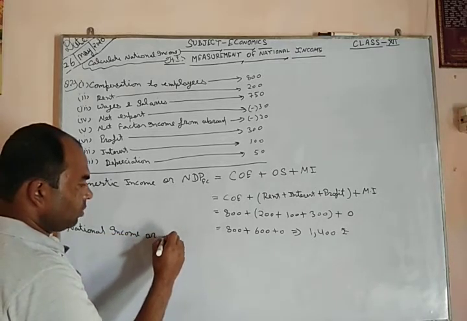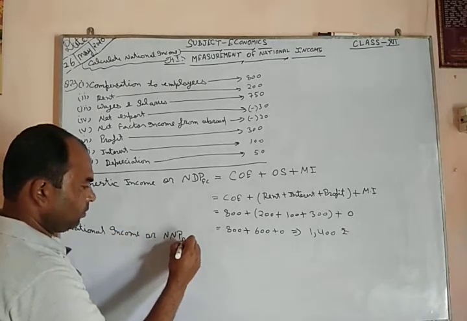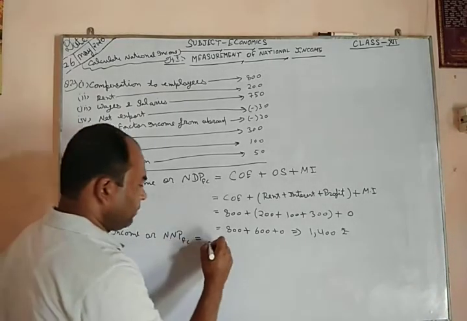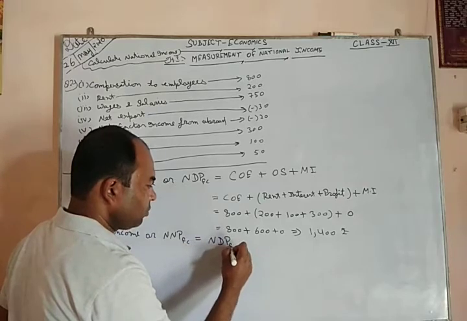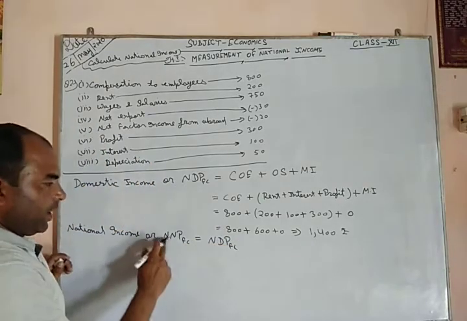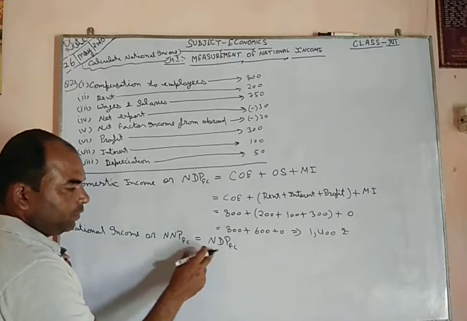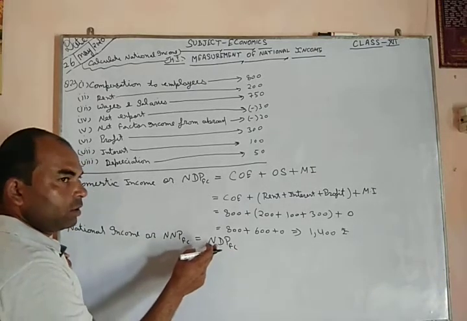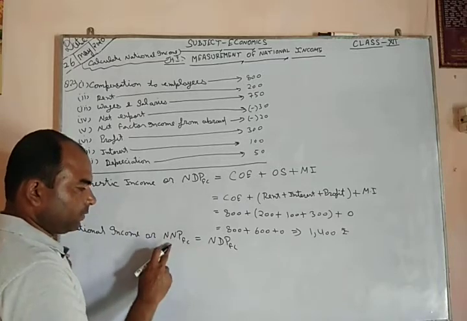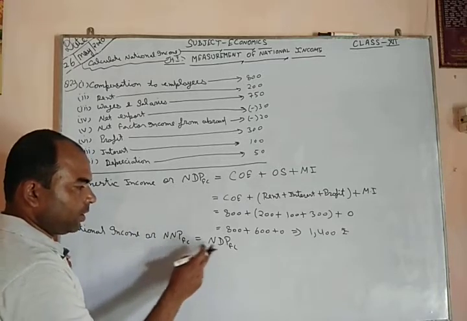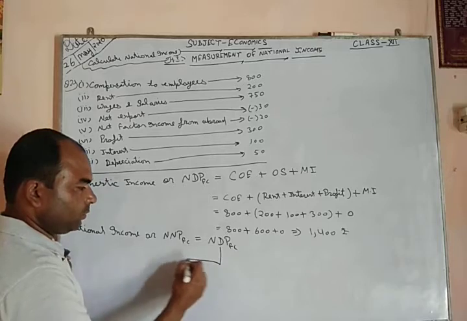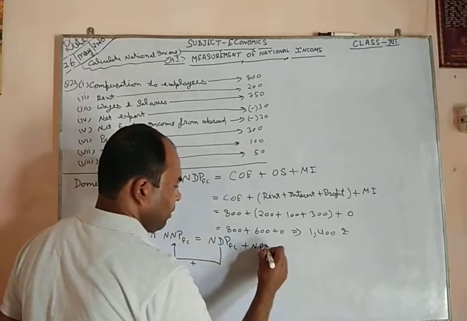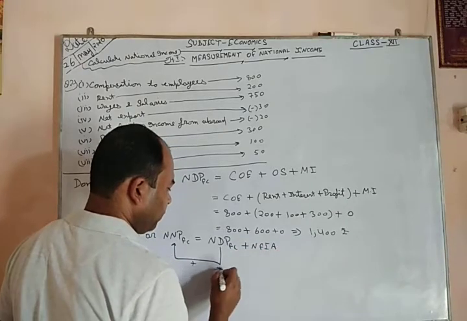National income or NNPFC. Is it clear to students? By the help of NDPFC, what will be changed? Net, national or domestic? FC or FC same है, product always product. So we want to get national income, यानी national by the help of domestic. So domestic to national plus करना पड़ेगा what? NFIA. Is it clear to students?